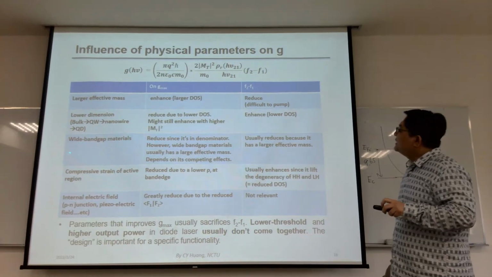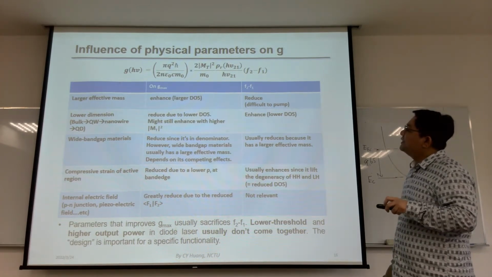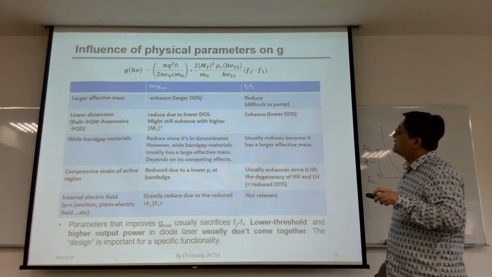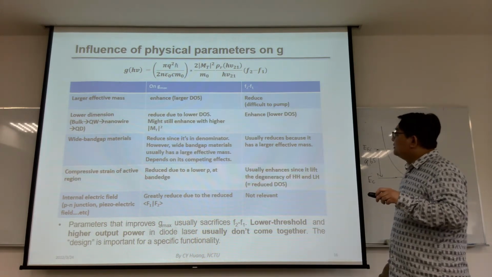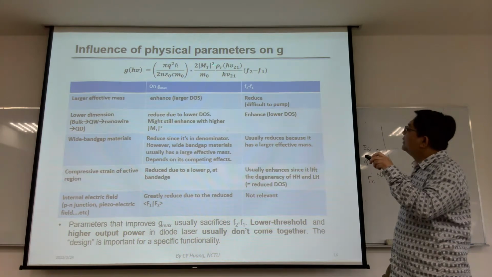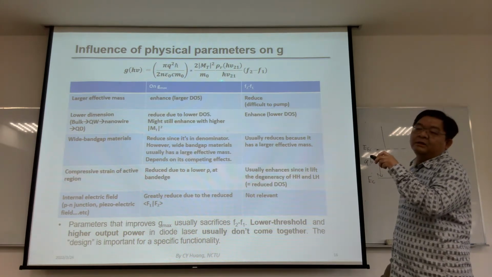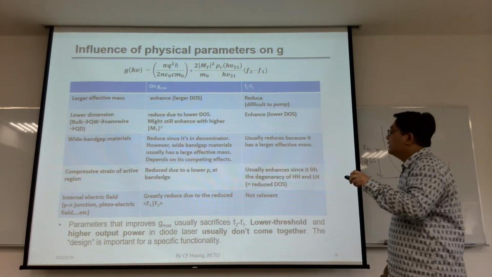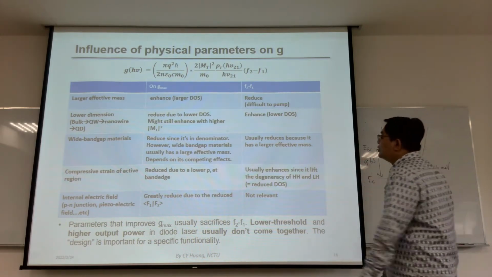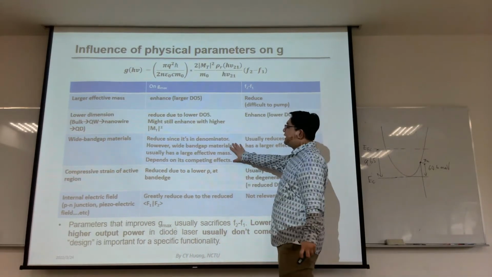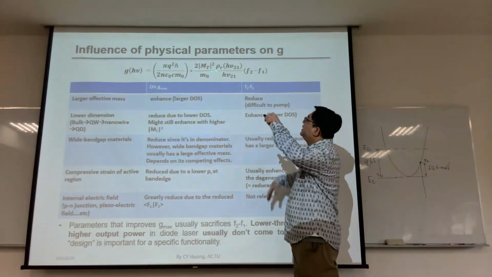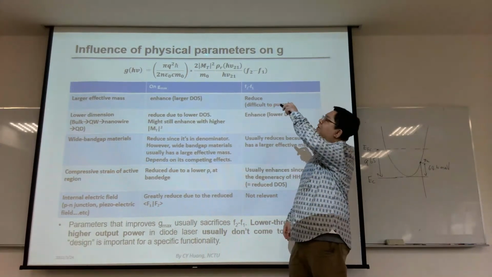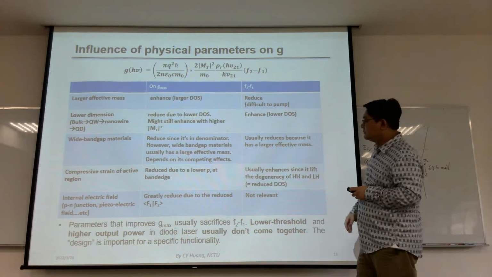What about using wide bandgap material? First, it has a larger effective mass. However, wide bandgap material has other properties. Since you have wide bandgap material, you have a higher F1 for sure, but you also have a higher reduced density of states. So they might compete with each other. At least for gallium nitride and gallium arsenide, the influence of the higher density of states prevails.